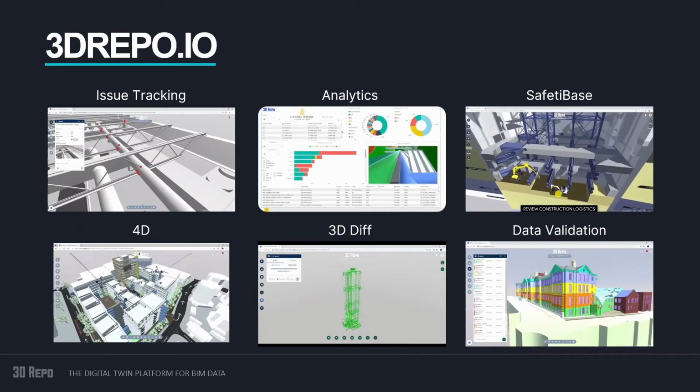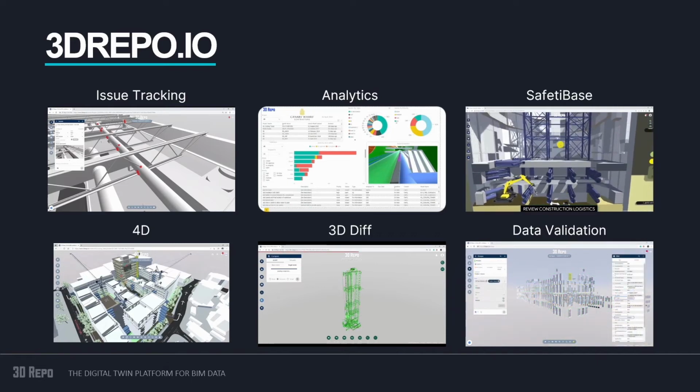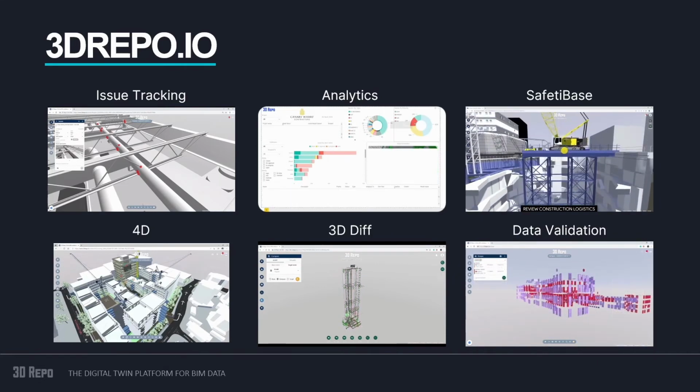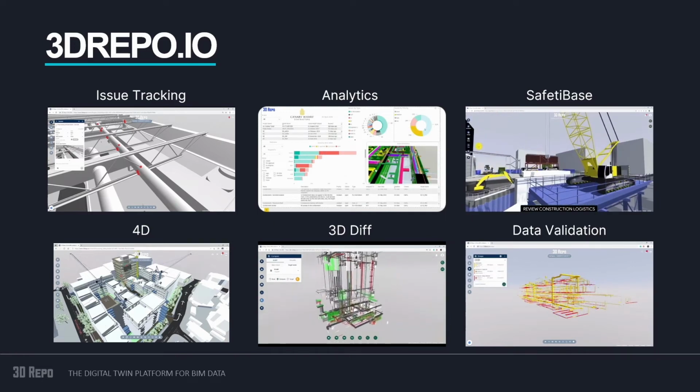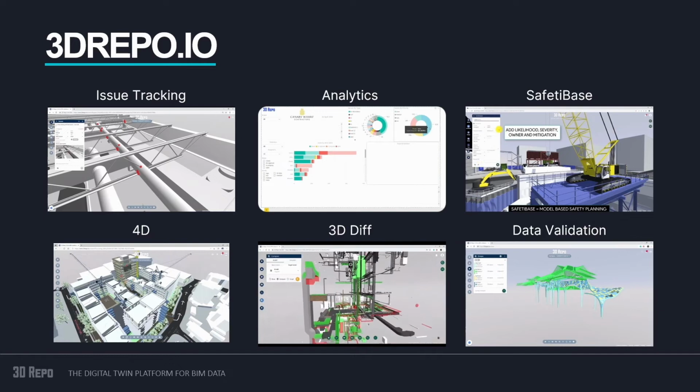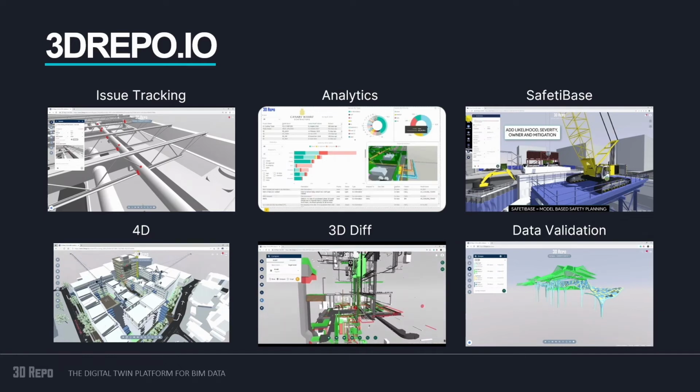So here are a few of the tools we've made available in our 3D Repo IO platform. So we've got the standards like issue tracking, we've got Safety Base, which is our health and safety risk management platform. We also can bring in 4D sequences from Synchro, and we have a proprietary patented 3D diffing technology.